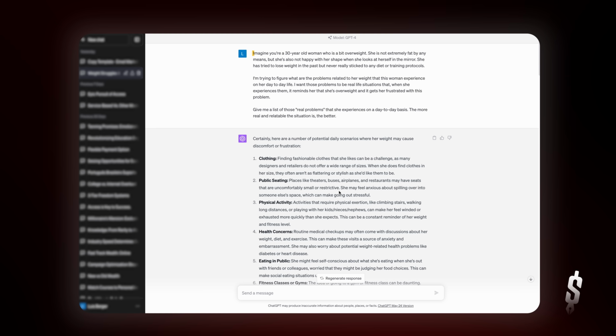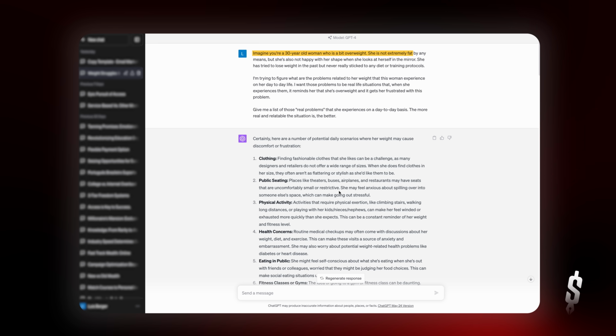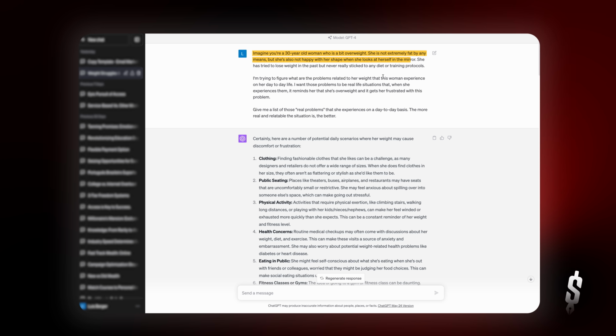So for example, here, let's jump to my computer. Imagine you're a 30-year-old woman who's a bit overweight. She's not extremely fat by any means, but she's also not happy with her shape when she looks at herself in the mirror. What I'm trying to do here is to describe with a lot of detail what the life of my prospect looks like so ChatGPT can really understand and get the full context of what we're trying to do here.